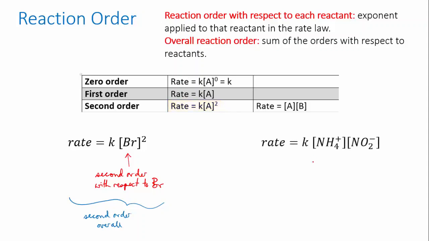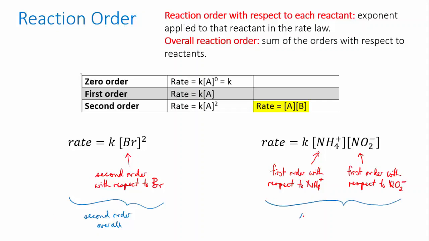However, our ammonium and nitrite reaction is also second order overall. It's first order with respect to ammonium, and first order with respect to nitrite. But when you sum those two orders together, you have an overall second order reaction, a reaction where the rate depends on two concentrations.